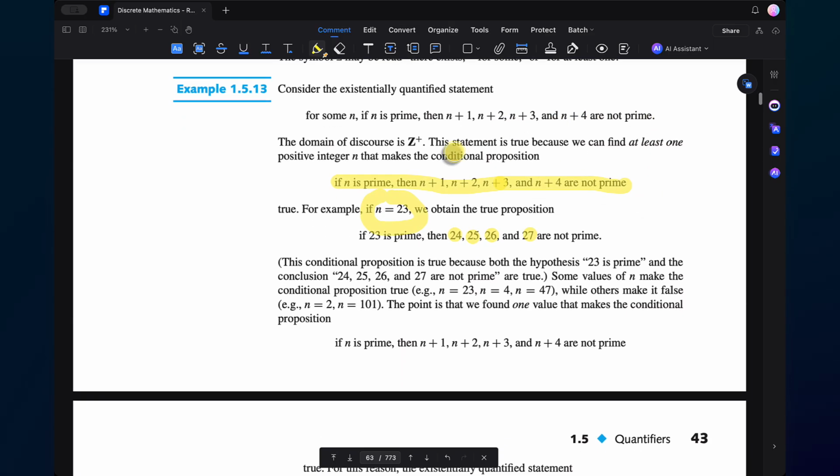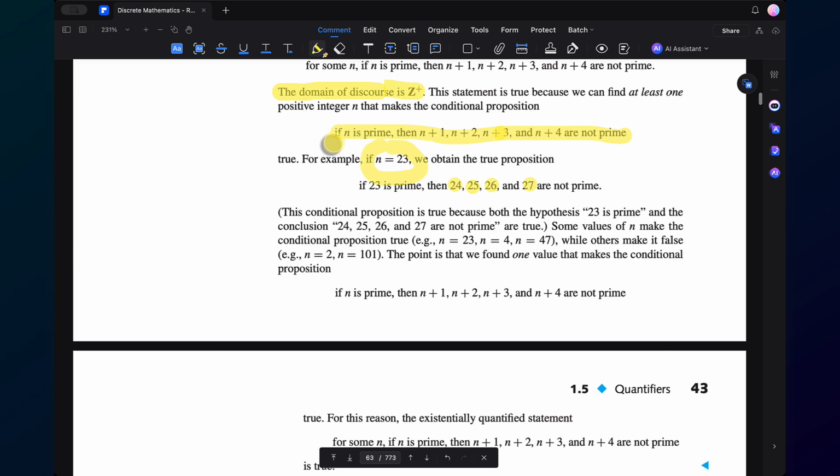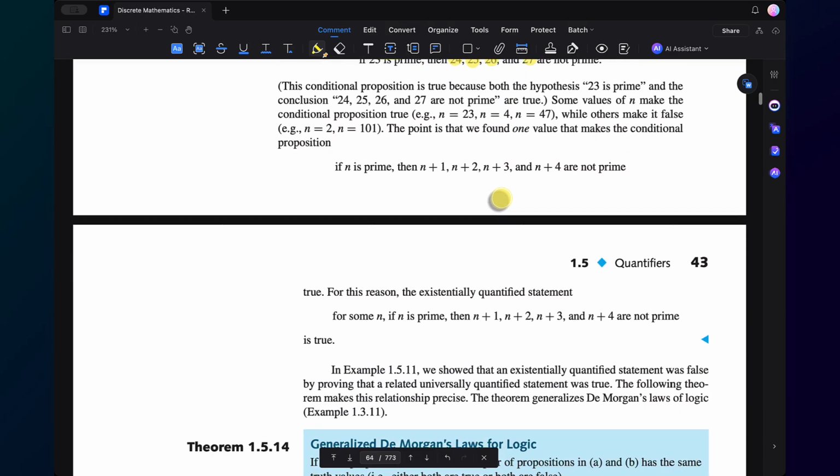Actually, I think the domain of discourse, I wouldn't even consider it to be the positive real numbers. I would consider it to be the prime numbers, right? Because they are saying for some n, if n is prime. I guess we would have to check that, but that's a fine point. Here we go, so here's our example. It turns out if you look through the numbers, you can find n equals 23. And if you calculate 24, 25, 26, and 27, all 4 of these are not prime. So that is an example.